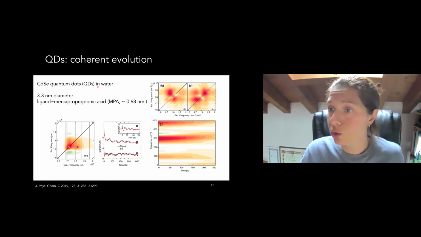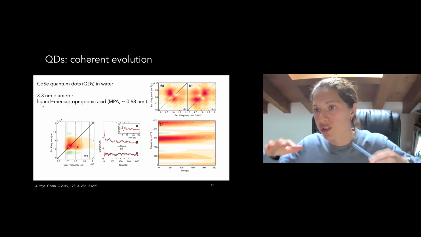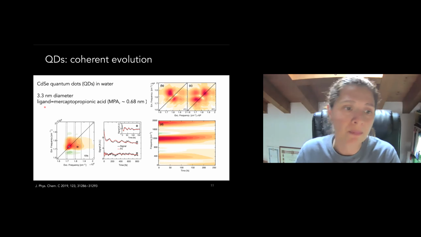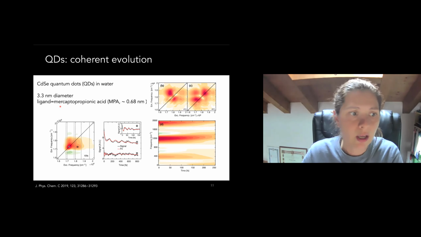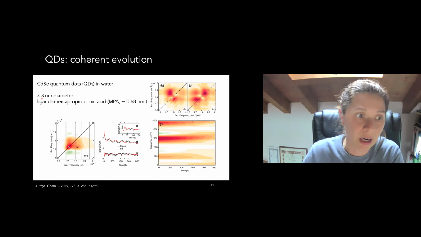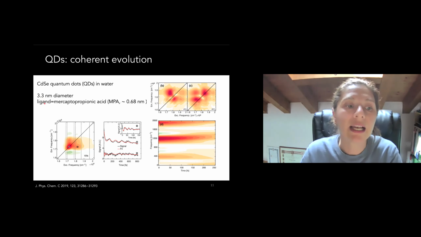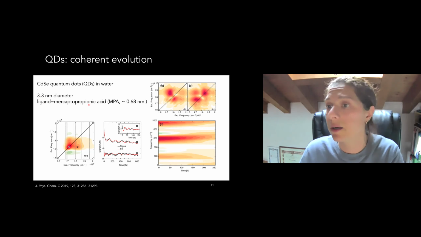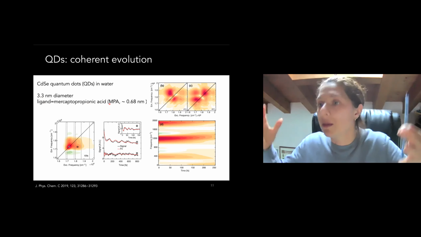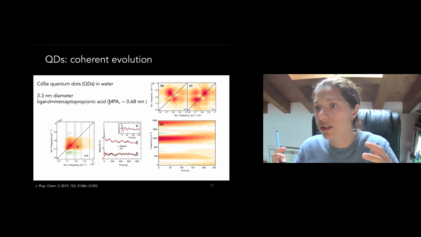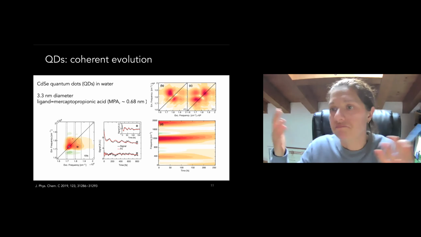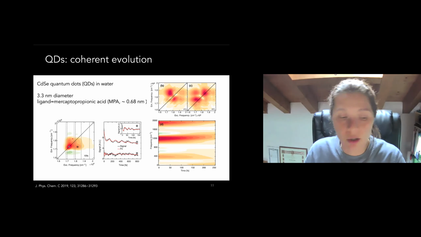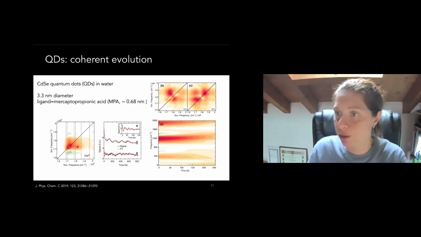Having a sample of quantum dots in water requires an exchange of the typical ligands that are used to stabilize the quantum dot suspension. In particular, we got samples with dots having a 3.3 nanometer diameter, and with a ligand which is mercaptopropionic acid, able to keep the quantum dot stable in water. Here I am showing you an example of a 2D frequency-frequency correlation map recorded at a particular value of the population time.